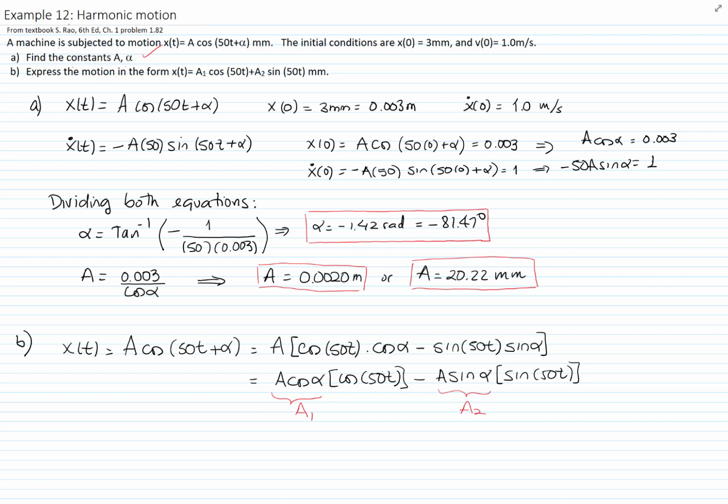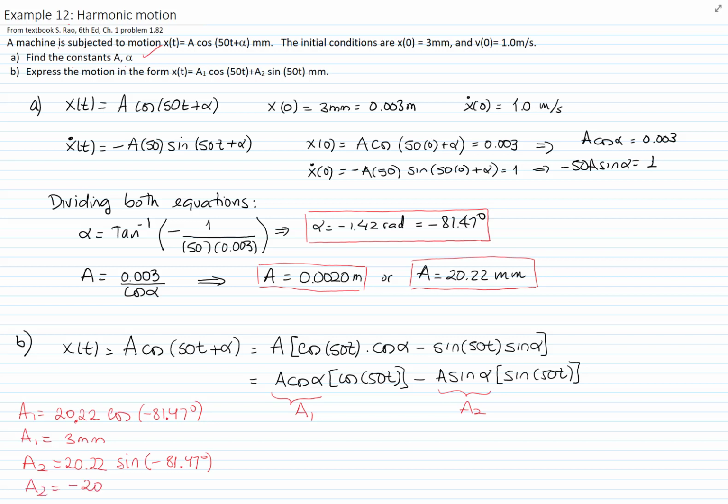Since we already have A and alpha, finding A cosine of alpha is very easy. So this is 20.22 cosine of 81.47, and A1 gives me 3 millimeters, and A2 is 20.22 sine of negative 81.47, and that's equal to negative 20 millimeters.